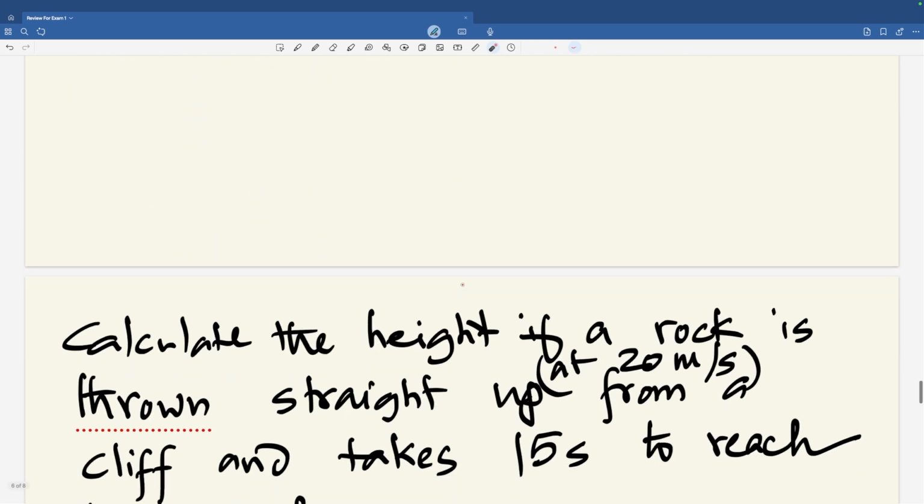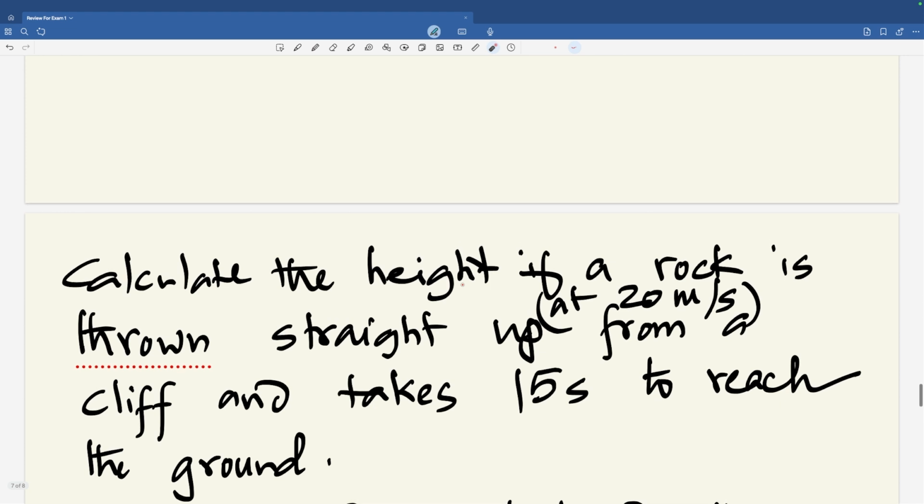Moving on to the next one, a very important question. Calculate the height if a rock is thrown straight up. So I had to say calculate the height of a cliff or a tower or a building. So you're standing on top of a building or a cliff and you're throwing an object straight up at 20 meters per second. And it takes 15 seconds to reach the ground. So what's the height of the cliff?